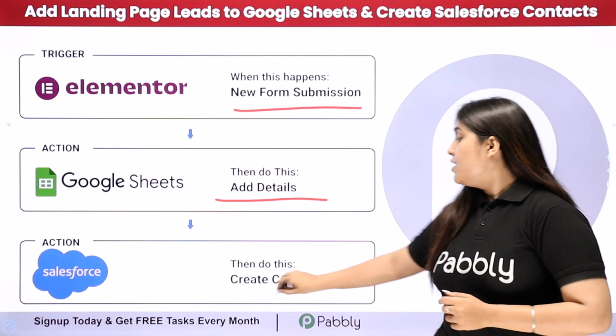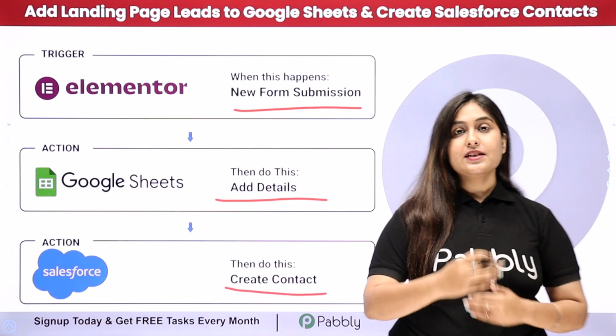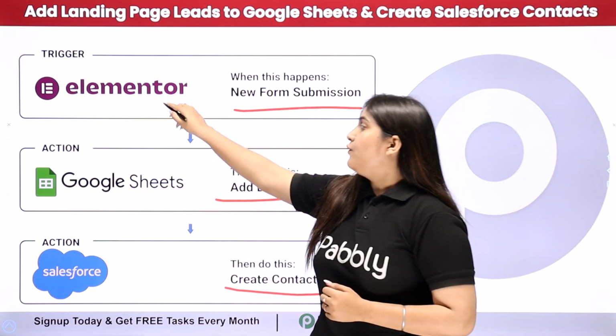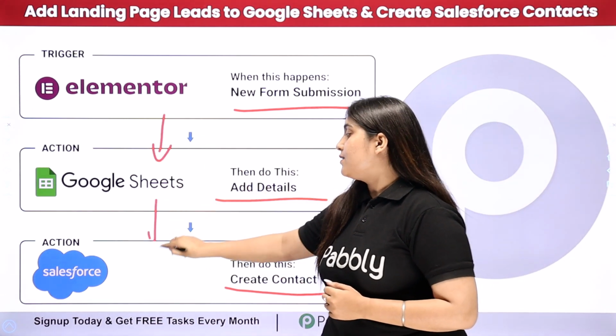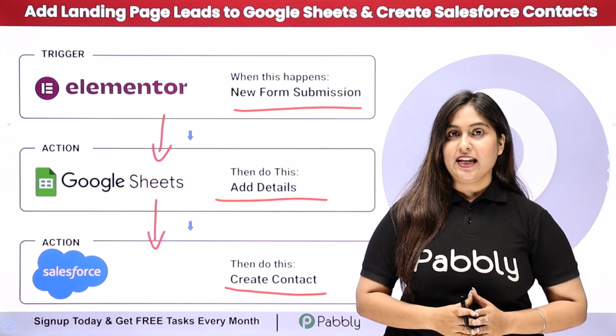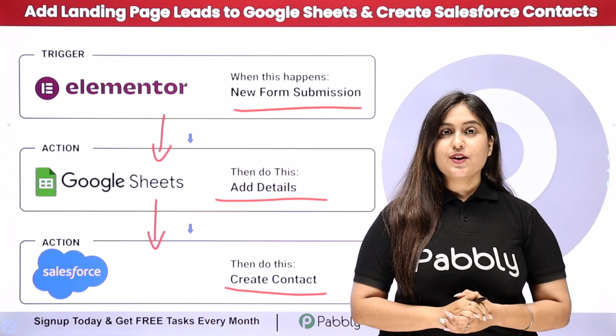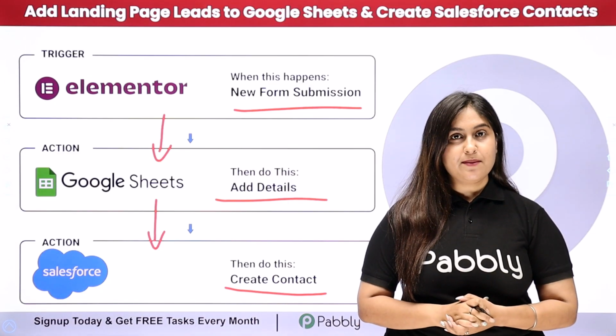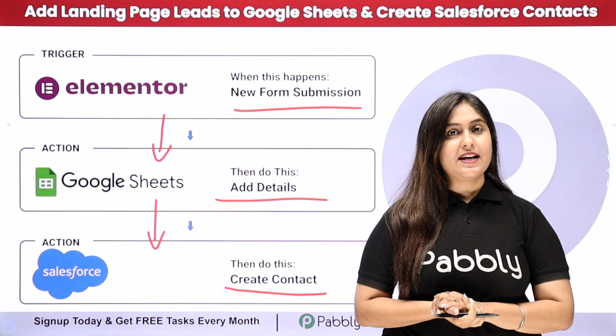Salesforce account. To automate the entire process, I need to connect my Elementor form with my Google Sheets and my Salesforce account using an automation software named Pabbly Connect. To see the working of this automation and to learn this process step by step, let me take you all to my screen.